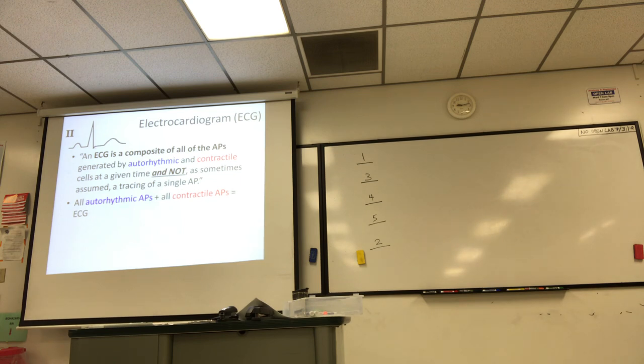It's not, as sometimes assumed, because you just came from 430 where we teach the action potential. The action potential is of a single cell, but this is of the entire cardiac heart. So it's basically a composite of all the action potentials put together, and they call that the ECG.